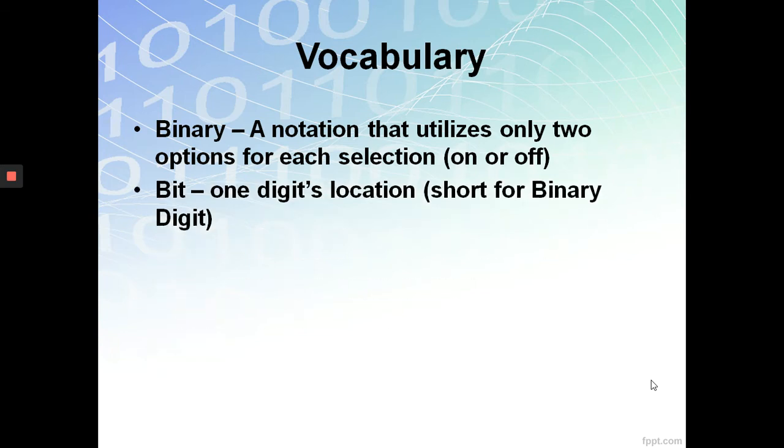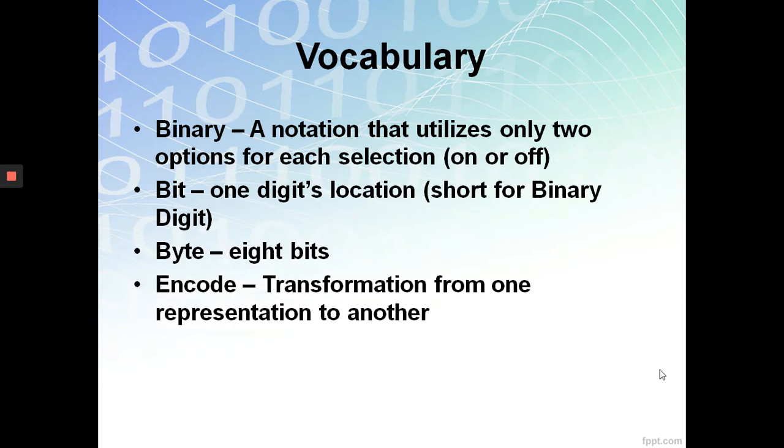A bit is one digit's location, which is short for binary digit. In this example, it would be a 0 or a 1. A byte is 8 bits. Notice how we spell byte, B-Y-T-E.